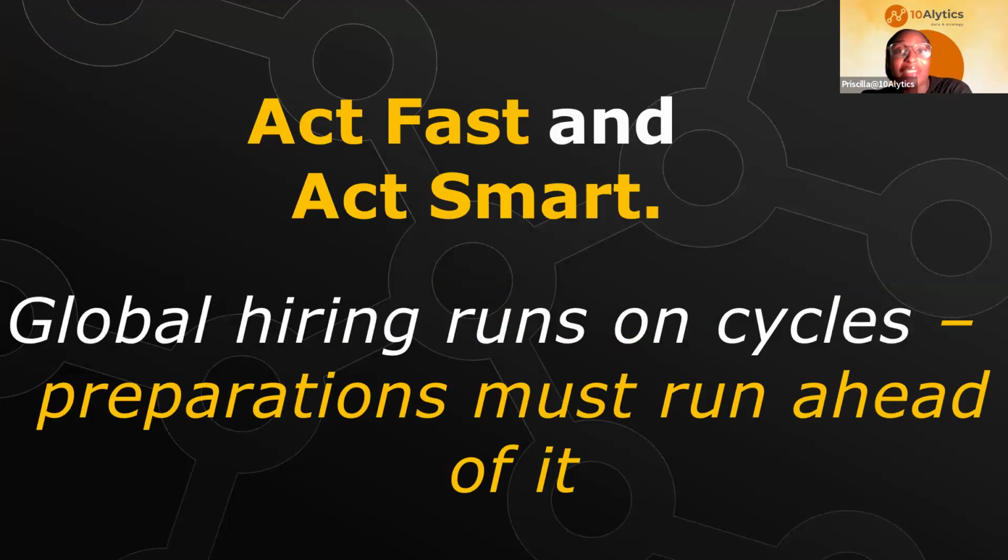Right. Global hiring doesn't just happen randomly. They run on cycles. So you have January, February as the first cycle, and then you have June, July as the second cycle. So you need to be very strategic if you're looking to get a job as a DevOps engineer. Now, you've passed the first cycle, but that's not bad because you have the second cycle to prepare for.